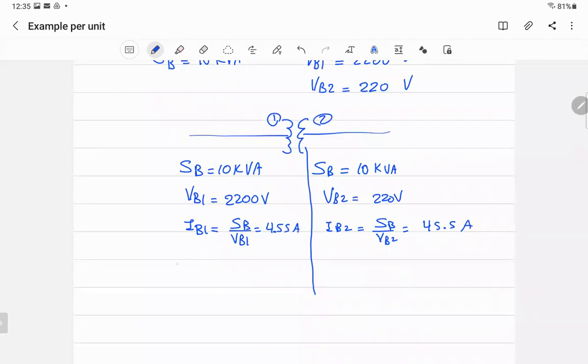Remember how we find the impedance base. ZB1 will be, we said, voltage squared divided by power. So it'll be VB1 squared divided by S. VB1 is 2200, squared, divided by 10,000, you get 484 ohm. To find the base for the impedance on the secondary side, you divide it. And I expect it's going to be a smaller value, because the voltage is small. When you square 220 divided by the same base, then you get 4.84 ohm.